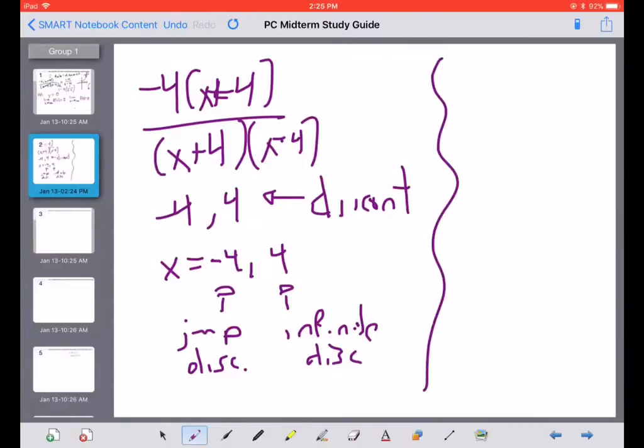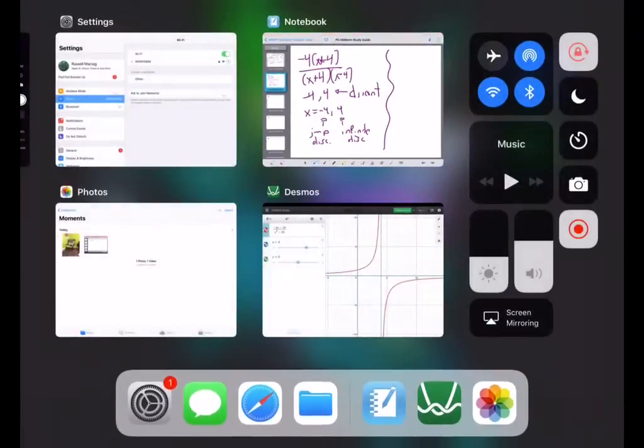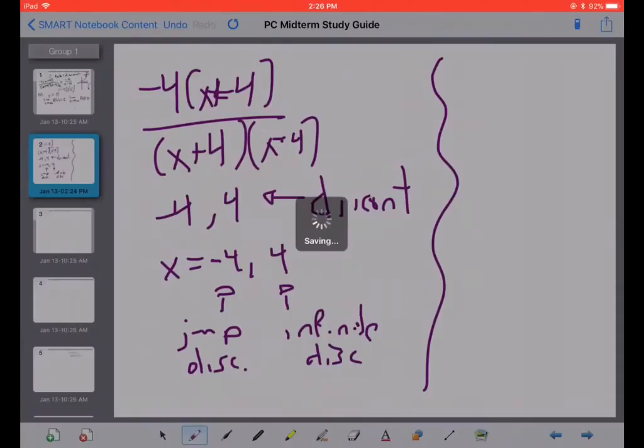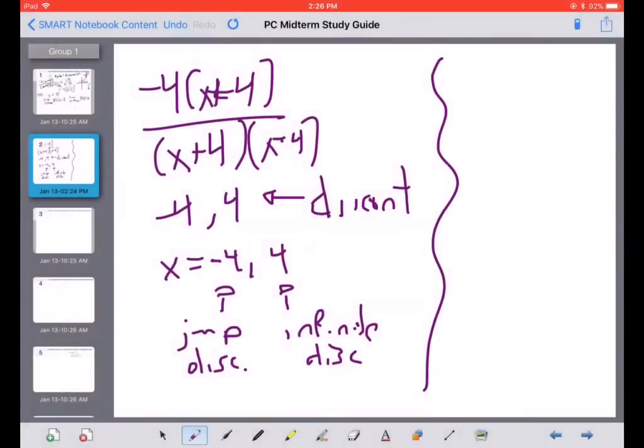Alright, and then for our domain, if we go back and look at our graph, it'll look like we're not having an issue, only having an issue at that 4, but we are still having an issue at negative 4. So when we write our domain, it's going to be easiest to write it in interval notation, and that's how it's going to look on the multiple choice section of this test.